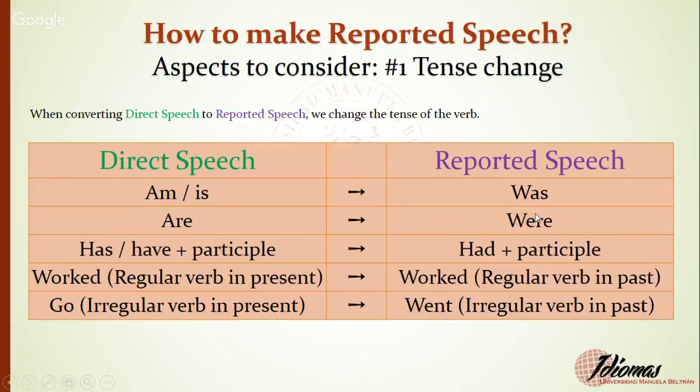And is changed by was or were; has or have plus participle, in the case of present perfect, becomes had and past participle, so past perfect. Worked, regular verb in present, worked, regular verb in past, right? Go, irregular verb in present, went, irregular verb in past. So here, there is a mistake with work, because it is not with ed.